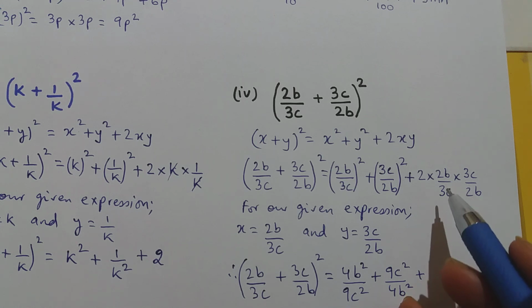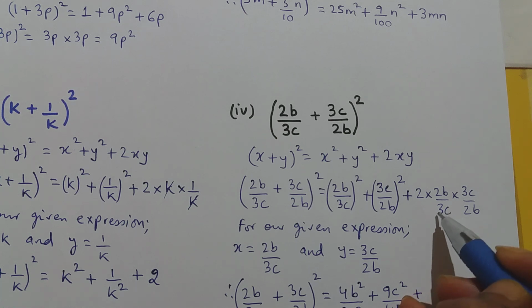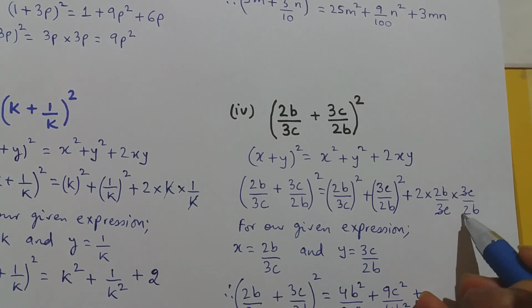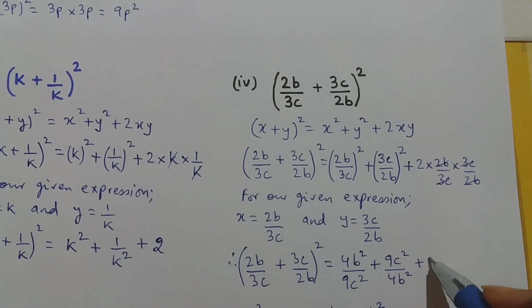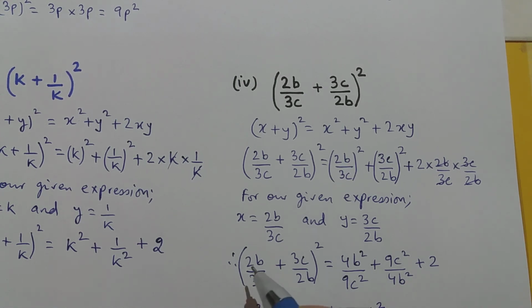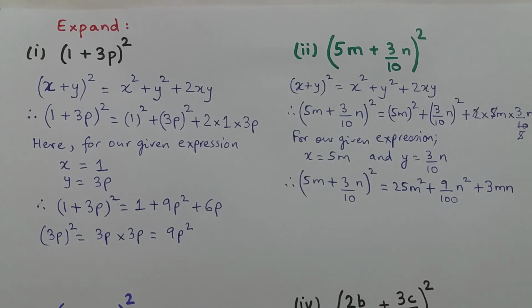now 2 into 2b upon 3c into 3c upon 2b. Let us simplify this. 3c and 3c cancel with each other, 2b and 2b cancel with each other. So we are left with 2, and this is our final answer. So when we expand 2b upon 3c plus 3c upon 2b whole square, we get 4b square upon 9c square plus 9c square upon 4b square plus 2. So this is the answer for question number 4. And with that we have solved all the 4 questions in this question set.